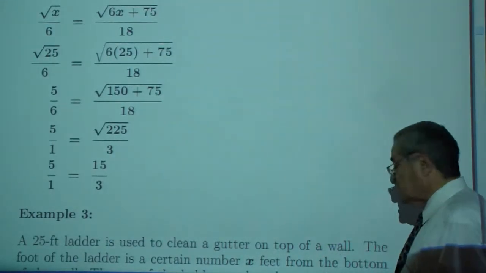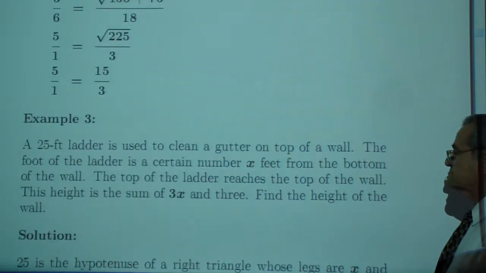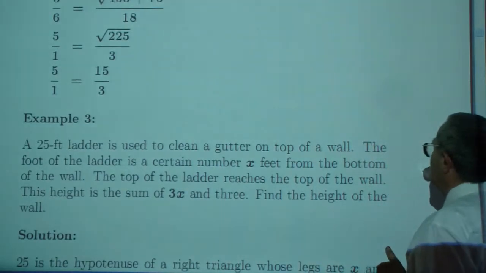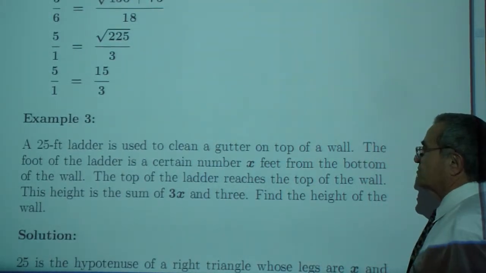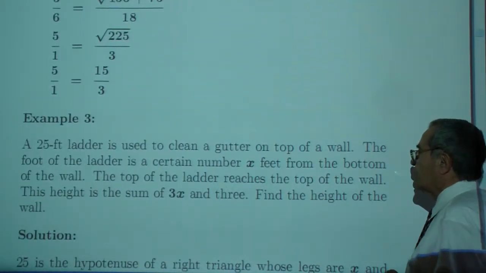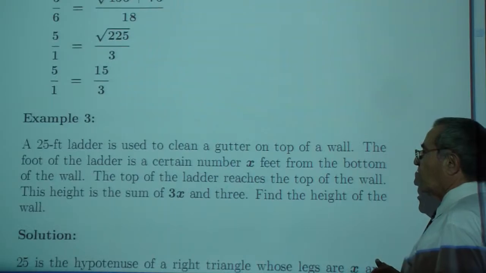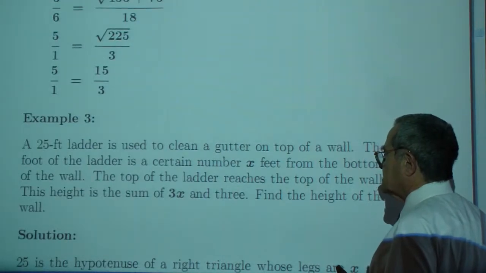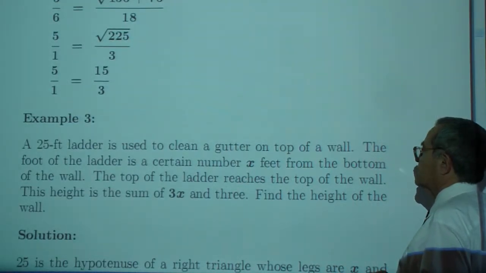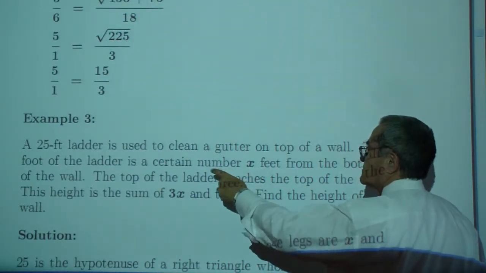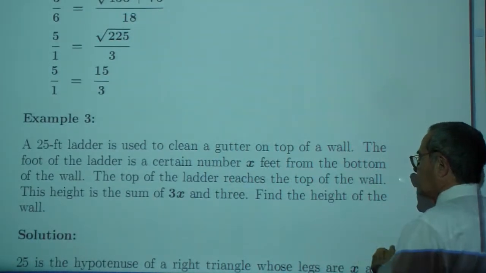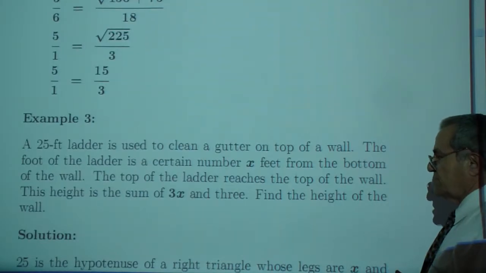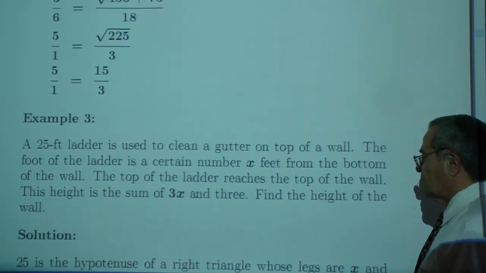And then we have example 3. The 25-foot ladder is used to clean a gutter on top of a wall. And the foot of the ladder is a certain number x feet from the bottom of the wall. The top of the ladder reaches the top of the wall. This height is the sum of 3x and 3. And what is x? X is the number of feet that the ladder is away from the bottom of the wall. Find the height of the wall, at least where the ladder reaches the top of the wall.